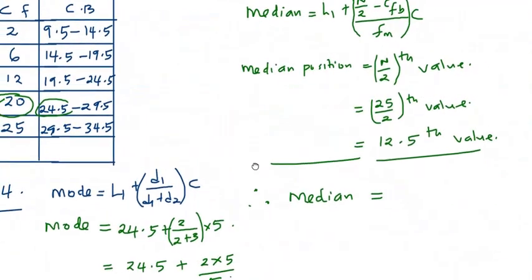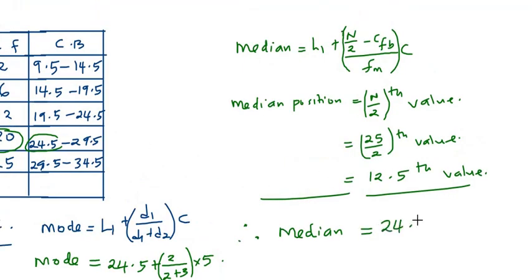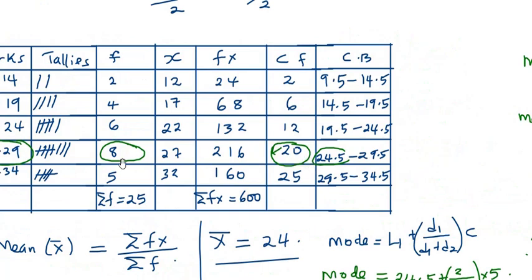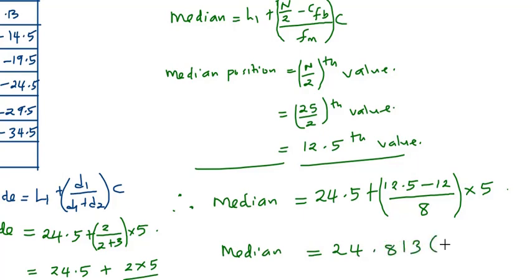So from here we go ahead and get the lower class boundary, which is 24.5 plus N over 2 is just 12.5 minus the cumulative frequency before is 12, divided by the frequency of the median class. Frequency of the median class is 8. Then everything here times the class width, which is 5. So median is equal to 24.813, and this is to 3 decimal places if you compute on your calculator.